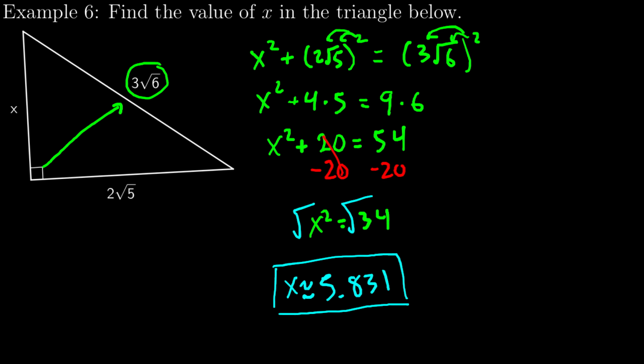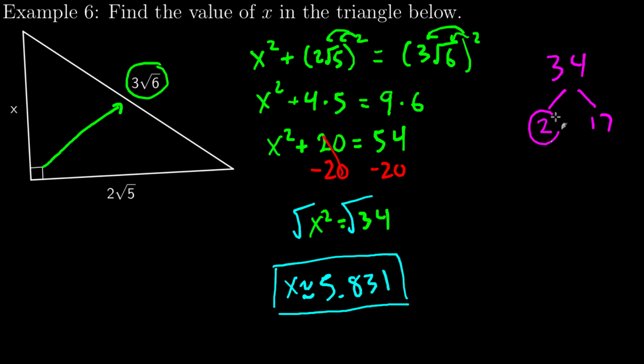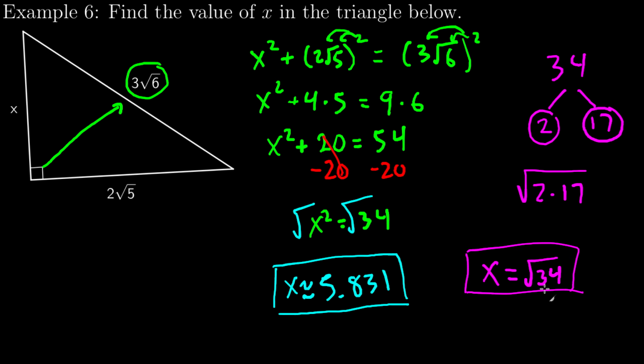And if I want an exact answer, I'll break down the 34. So 34 is even. I can take out a 2. When I divide 34 by 2, I get 17. 2 is prime. 17 is also prime. There are no pairs. Nothing comes out. So I just have the root of 2 times 17, but 2 times 17 was 34. So the exact answer is x equals root 34, and this one does not break down further.